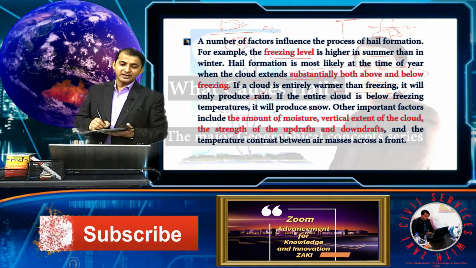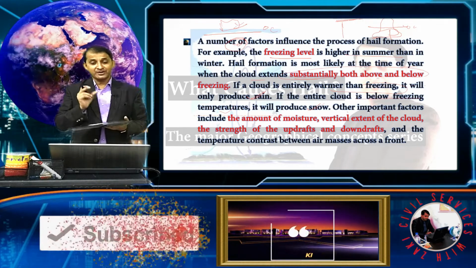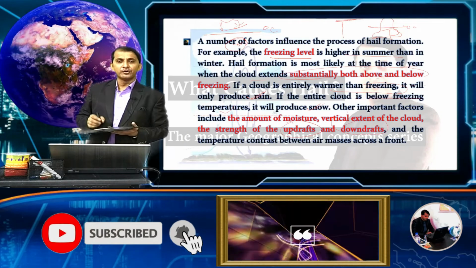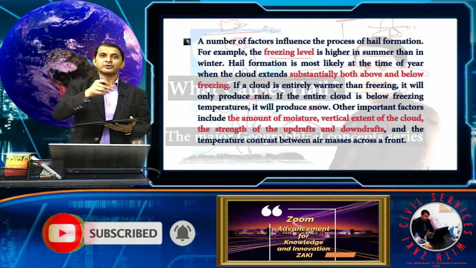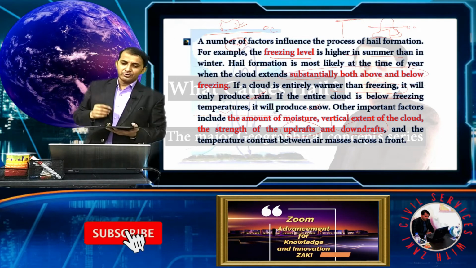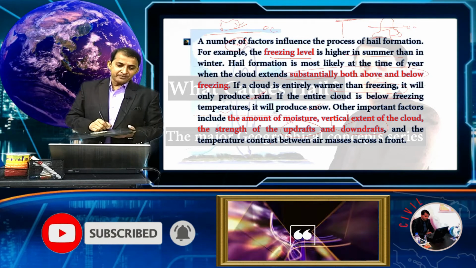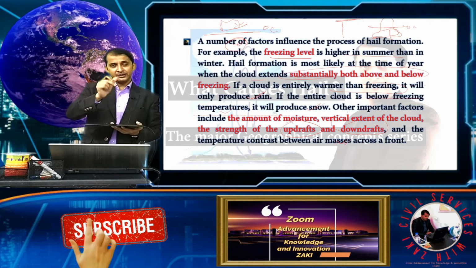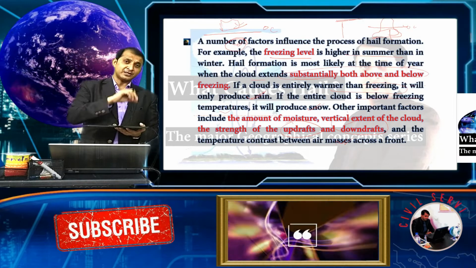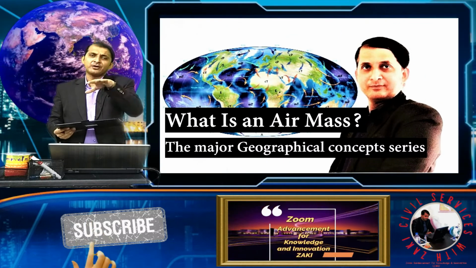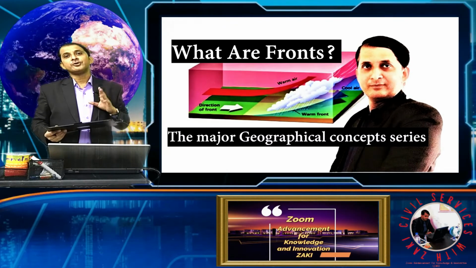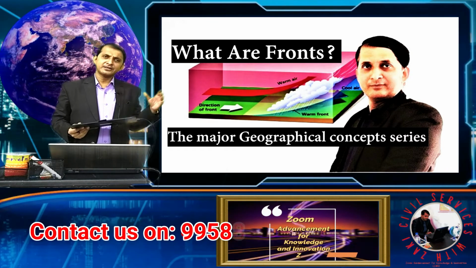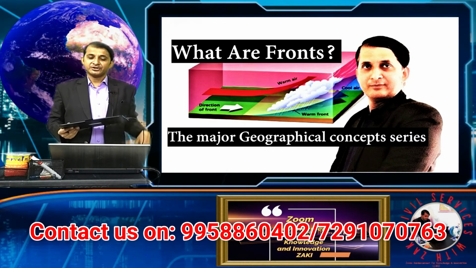Another important factor is the moisture content, the vertical extent of the cloud, and the strength of the updraft and downdraft. If the updraft is stronger, you can find more layers on the hailstone. And the temperature contrast between the air masses across the front also plays a major role. What is an air mass? You can see my previous video on air masses. And what is a front? You can see my previous video on fronts. You can find these videos on our channel.